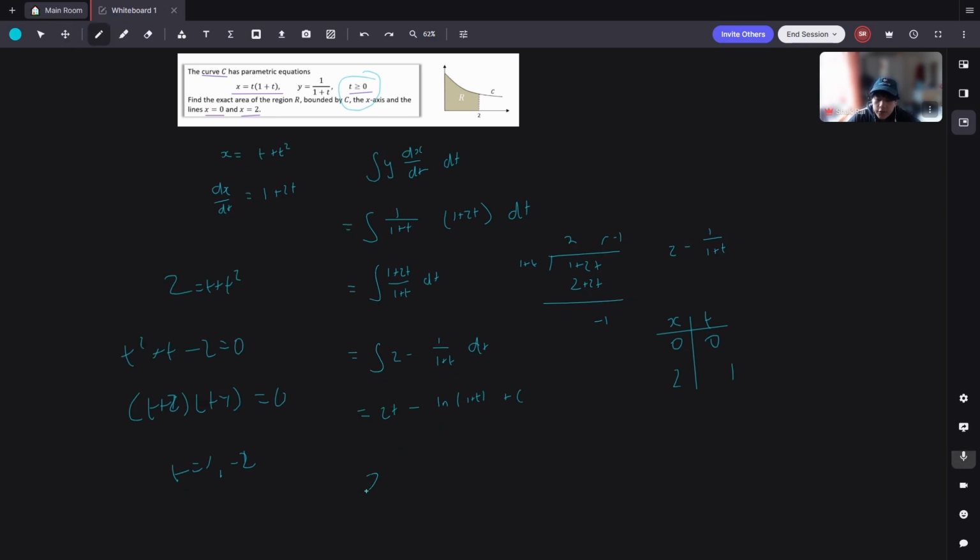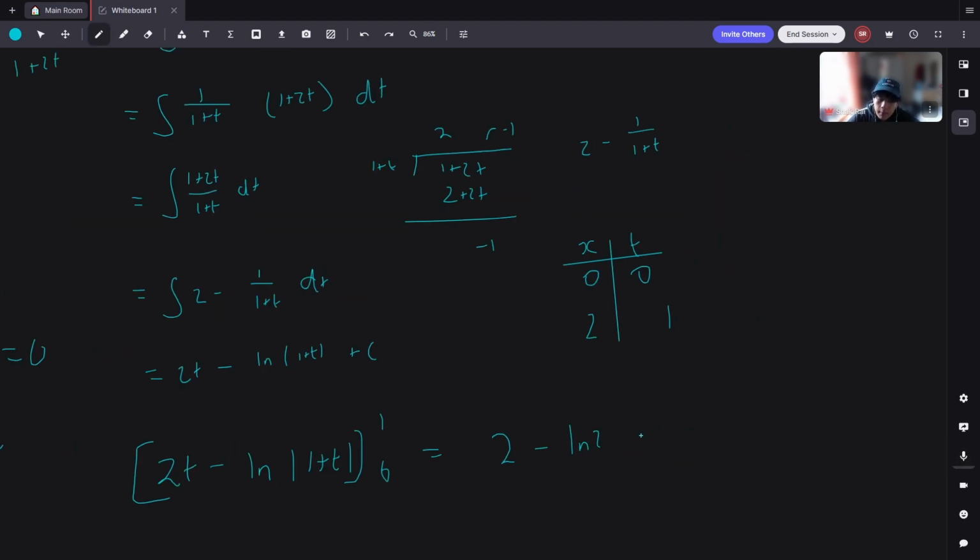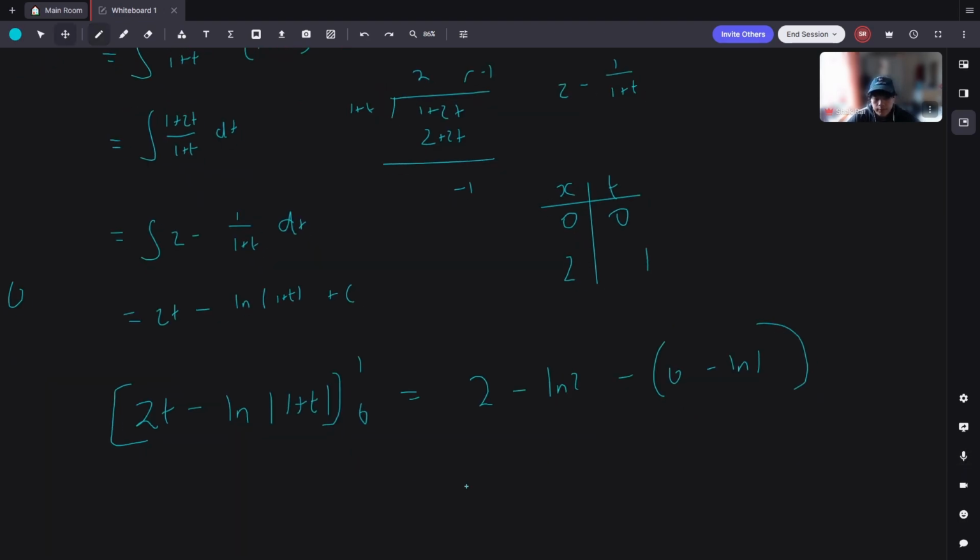So sorry, we've already found the limits. We need to utilize the limits to help us find the final value. So this equals 2 minus ln 2, minus the value at 0, which is 0 minus ln 1, which is also 0. So our final answer is just 2 minus ln 2, and that's it.